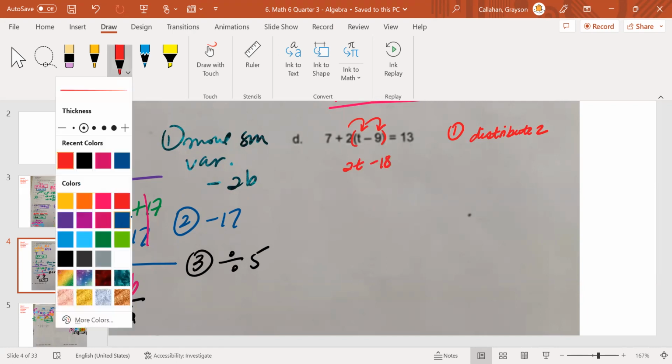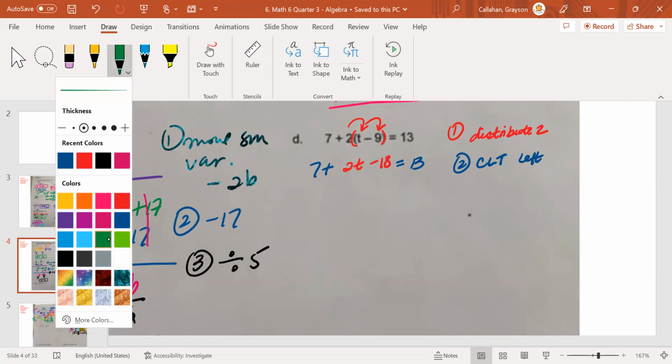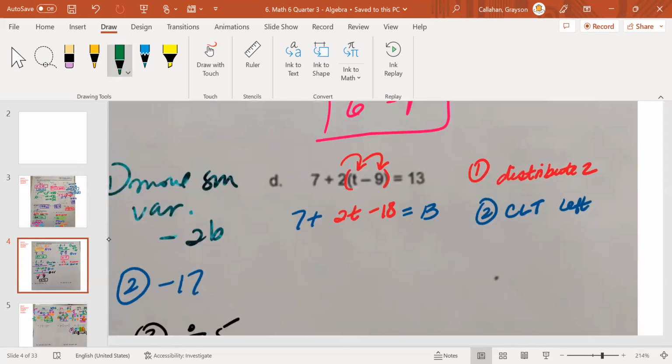You drop everything else down. 7 plus this equals 13. Step number 2. Now, if you look on the left side, do you see that there's a number and another number here? Combine like terms on the left side. What can you combine? Yeah, which gives you a negative 11 equals 13, right? What's your next step?